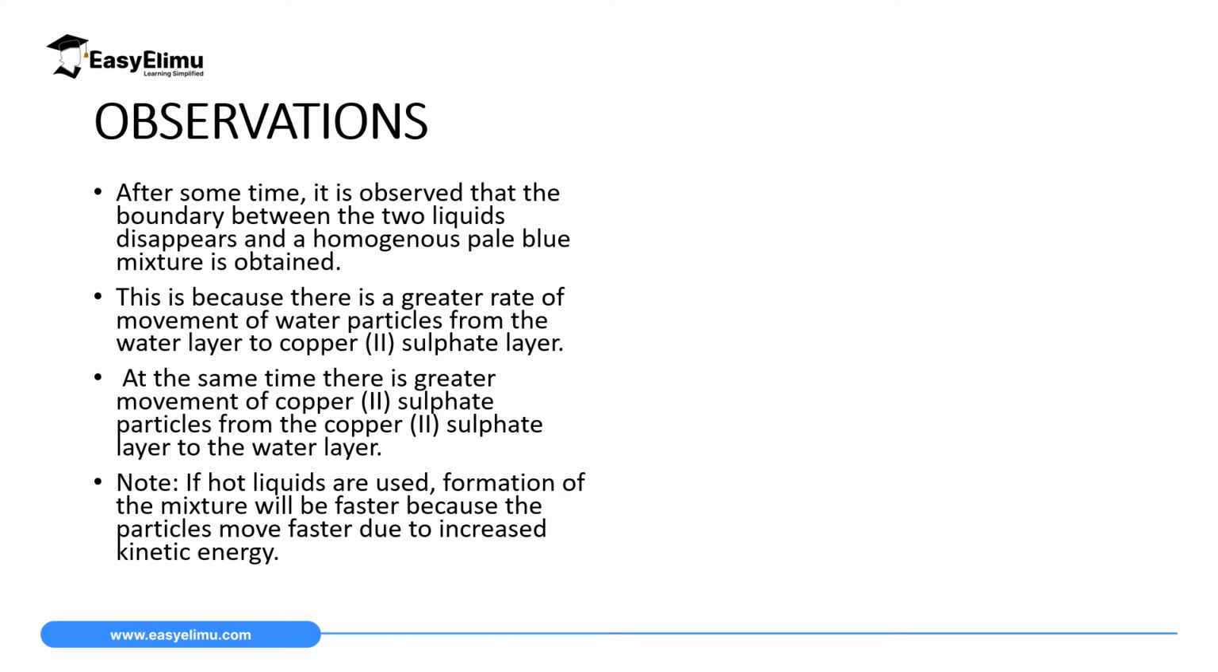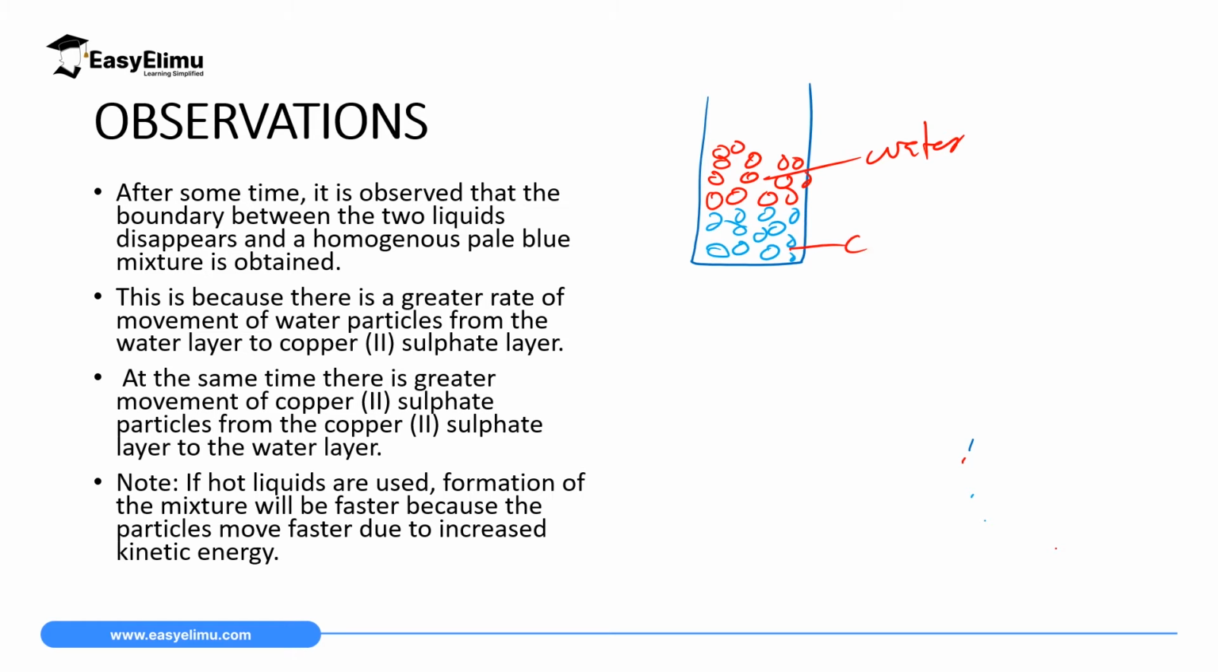Then what is observed? If I draw the structure of what we have just discussed, there will be copper 2 sulfate solution at the base, which you delivered carefully. Let's use red to mark the water particles. The layer will be like this: there will be two layers, this is water and this is copper 2 sulfate.